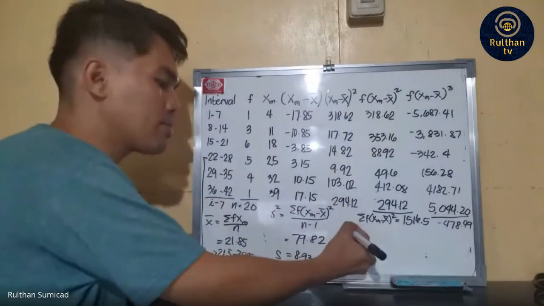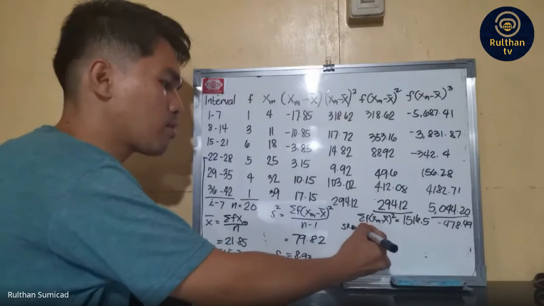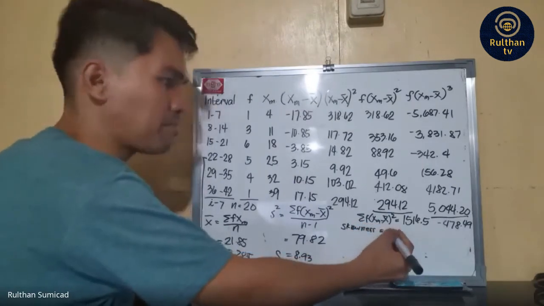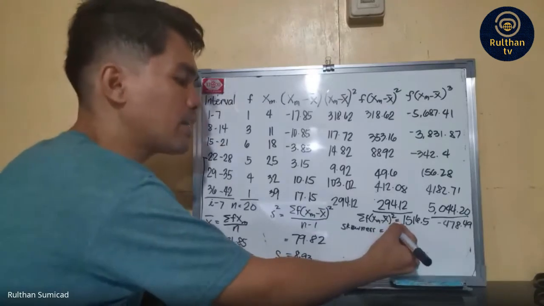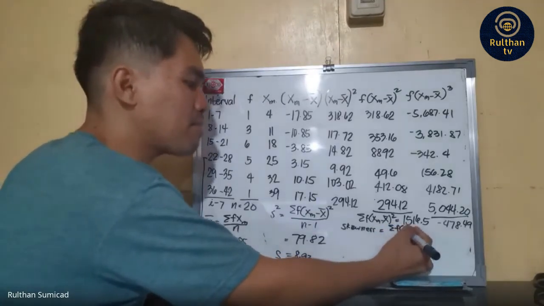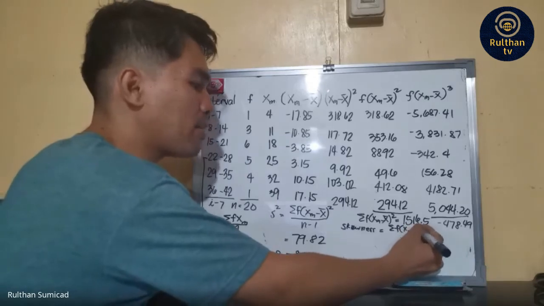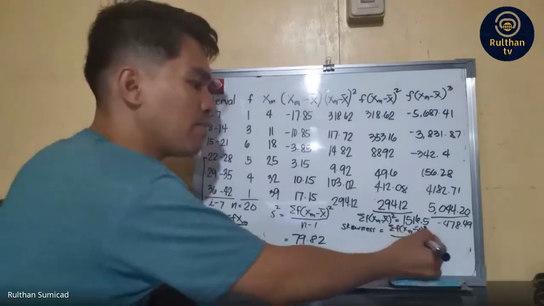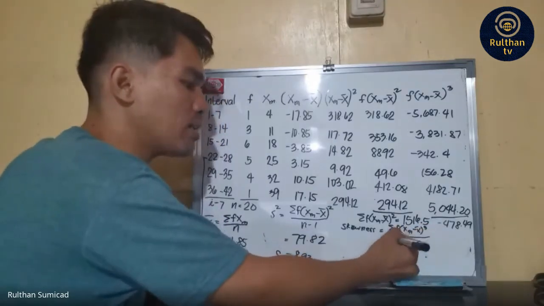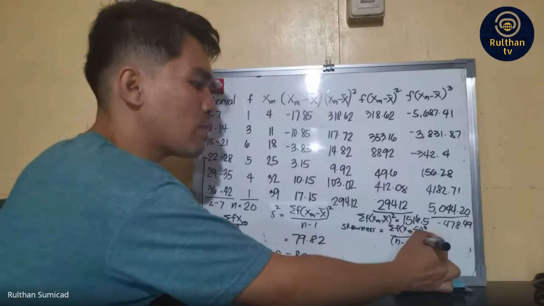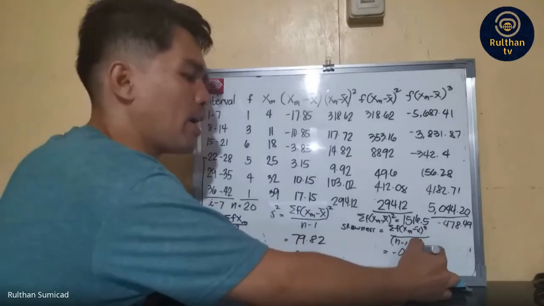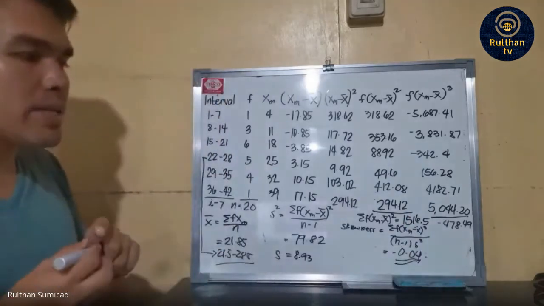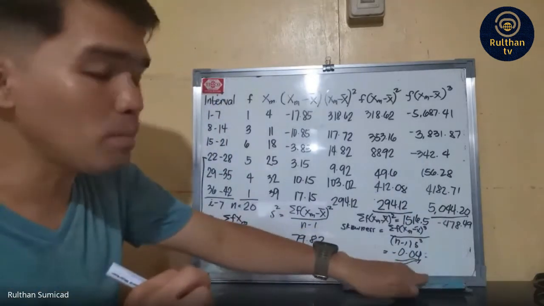We have skewness equals the summation of f times (midpoint minus mean) to the power of 3, divided by (n minus 1) times s to the power of 3. Negative 0.04. So you notice this is our skewness, negative 0.04. It's negatively skewed but almost 0.